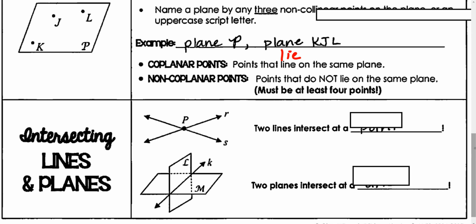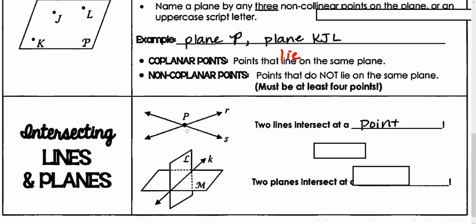Lines and planes? Well, intersecting just means meeting. So when two things meet, they intersect. So two lines always intersect at a point. See how these two lines, line R and line S, they intersect at point P?